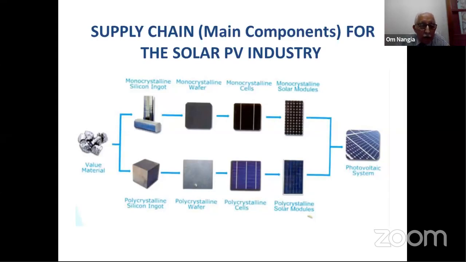Then out of this polysilicon, we make ingots, polycrystalline silicon ingots or monocrystalline silicon ingots. If you see the top line, we make wafers from the ingot. From wafers, we make cells, and then solar modules are made out of these cells. Similarly, we have a lower chain where we use polycrystalline silicon ingot, polycrystalline wafer, polycrystalline cells and modules, and then the systems are made for power plants, power generation.